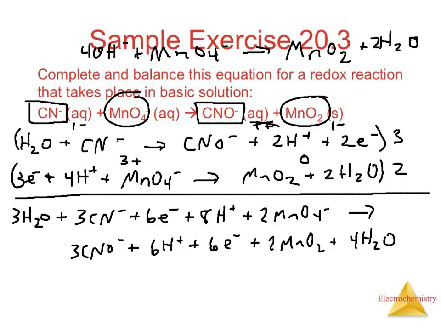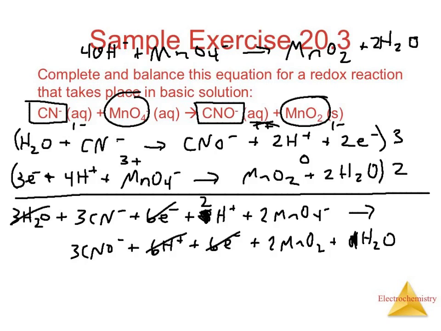Okay, now you're going to notice several things here. First of all, there's some stuff we can cancel out. The electrons completely go away. The H pluses, we have some on both sides, so these go away, and now this coefficient gets changed to a 2. And then this water goes away because there's water on both sides, and there's no coefficient in front of the H2O. So now that would be balanced.